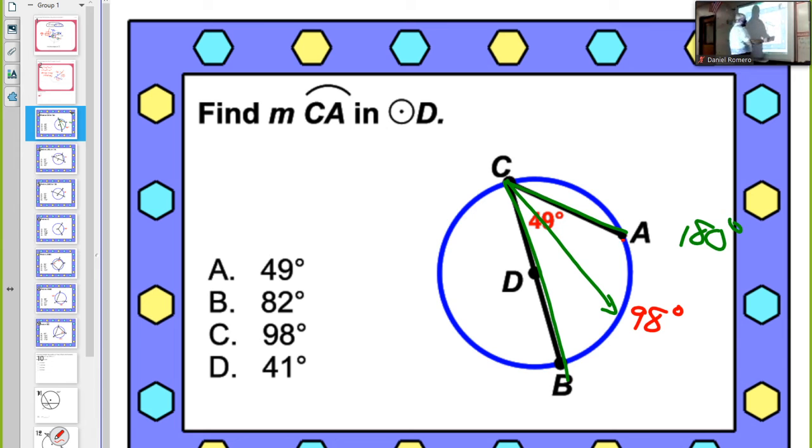So now, if this part here is 98, how do I find what's left over? You subtract 98 from 180. 180 minus 98. So that'll give you the answer, and now we'll just do multiple choice.